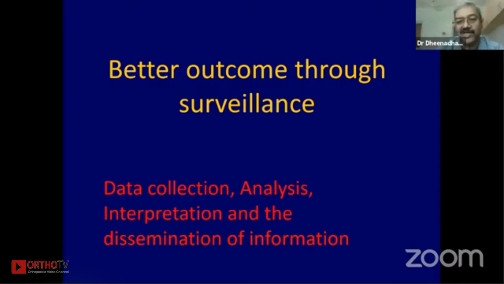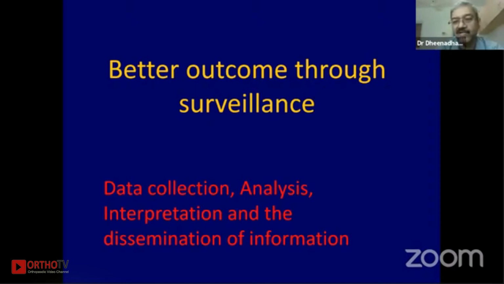Also, when you want to know how the outcome is, you have to have data collection. That means you must collect every piece of data. Then every month you have to analyze and interpret it, and then disseminate the information. You have to give it to everybody. You have to tell them, okay, this ward is like this, this other ward is like that. So you have to keep on disseminating the information.